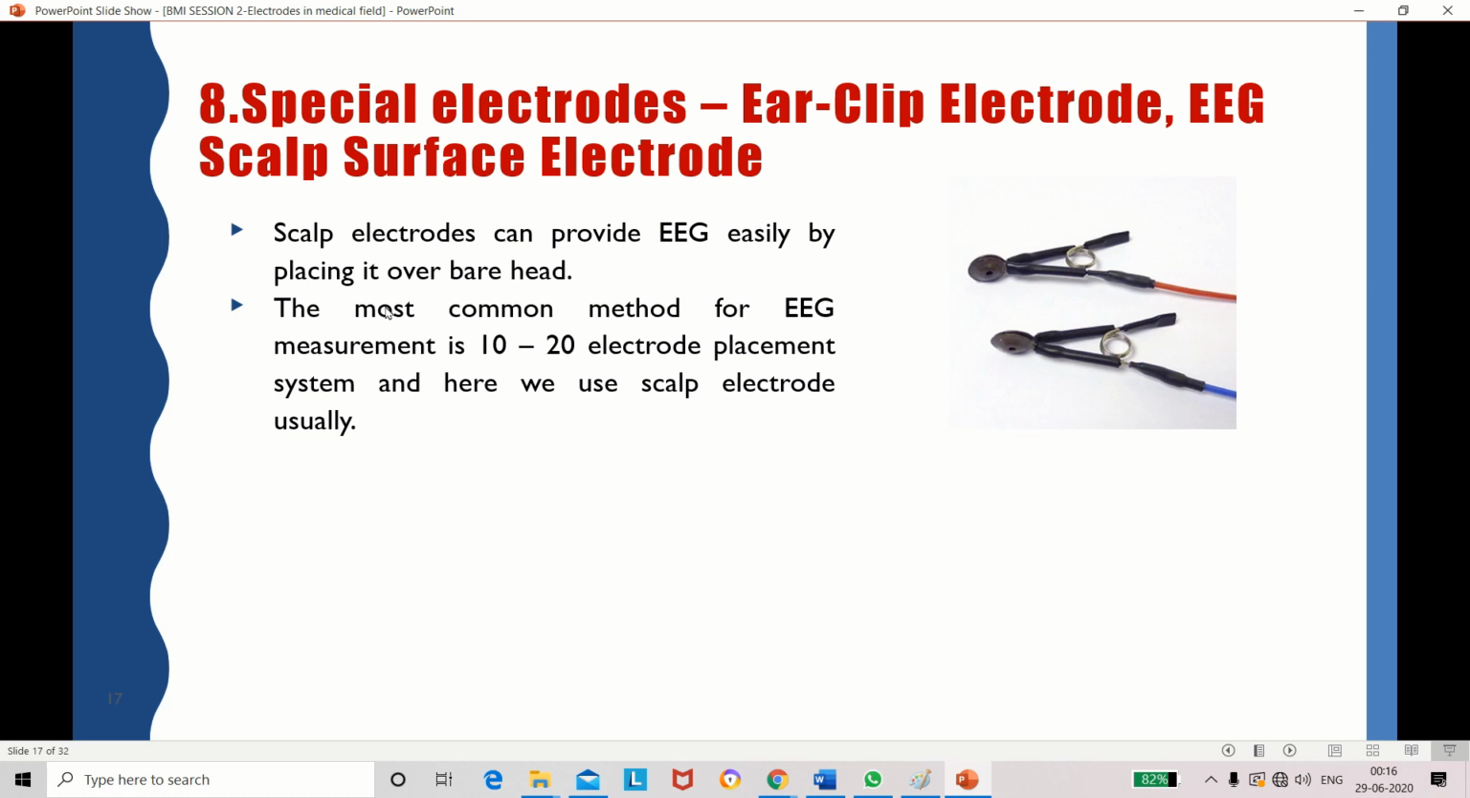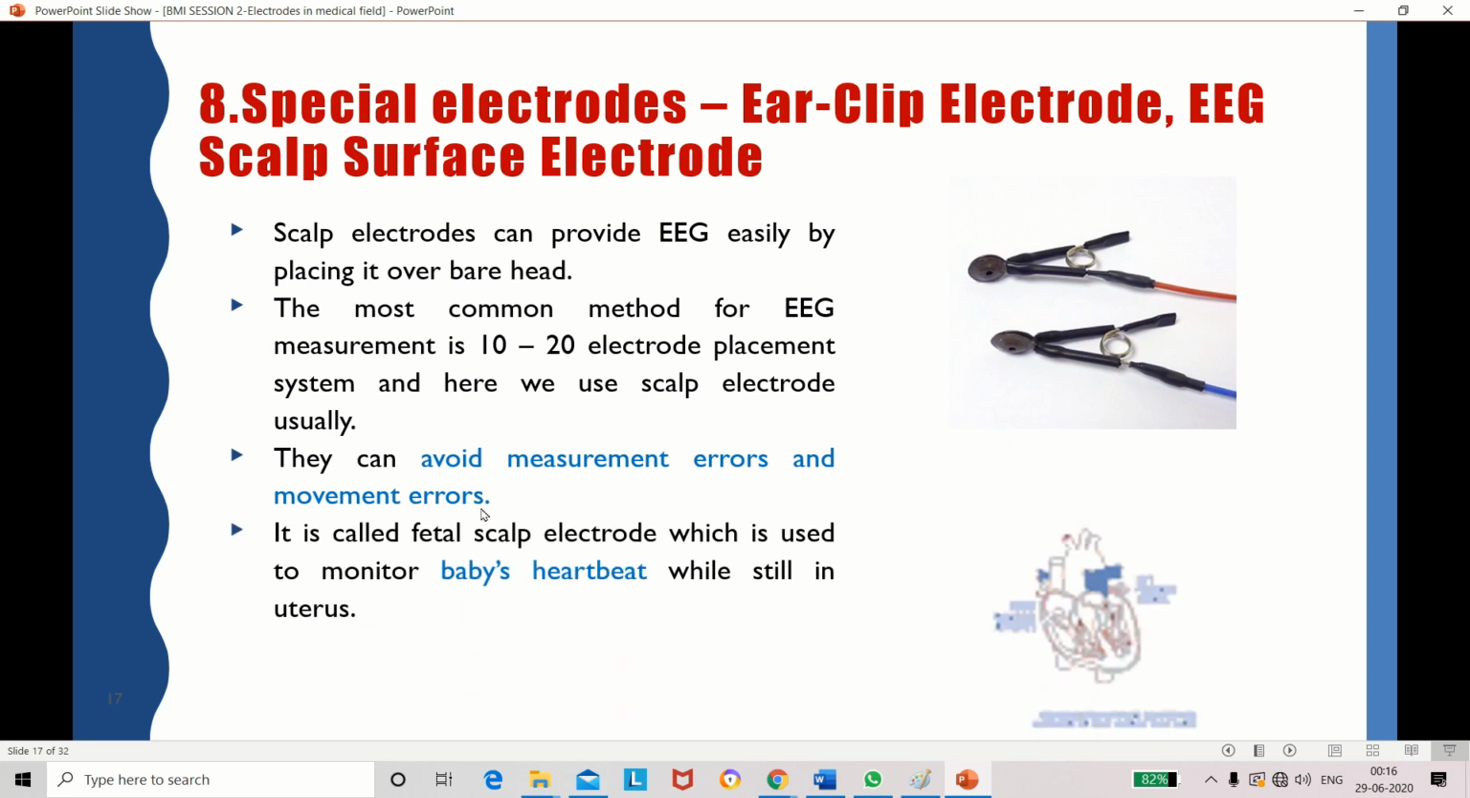Okay. So the best method to measure the EEG signal is the 10 to 20 electrode placement system. In the next session, we will discuss this concept, 10 to 20 electrode placement. These electrodes can avoid measurement errors or movement errors. It is also useful to measure the heart condition of babies. When the baby is in the mom's uterus, the heart condition can be identified by using the scalp electrode.